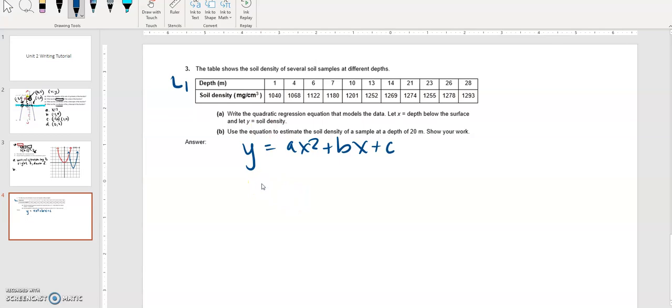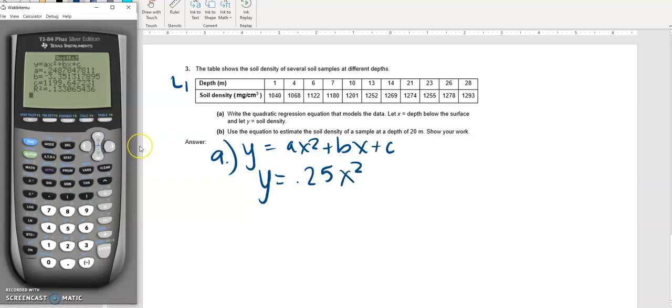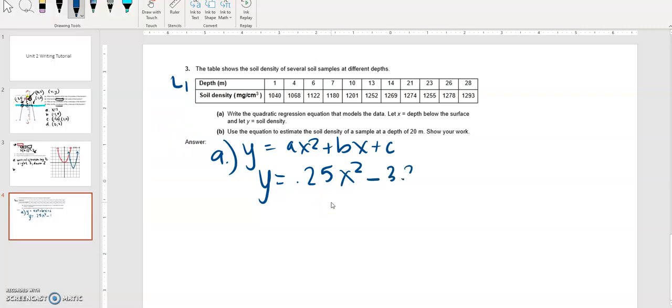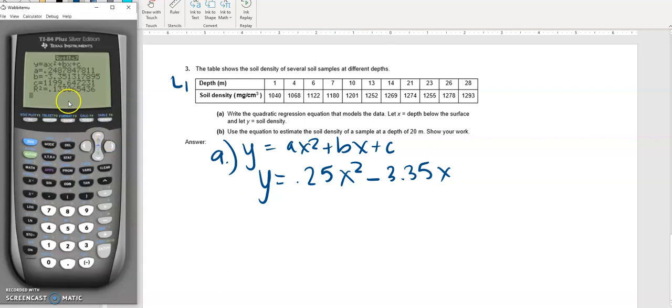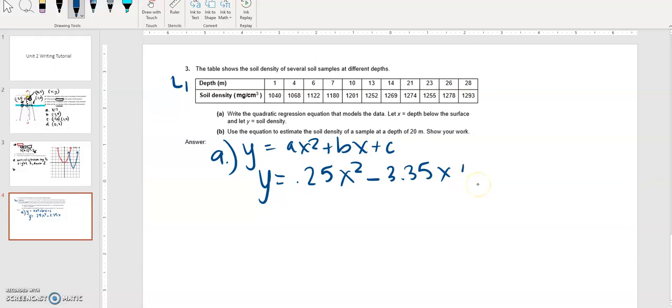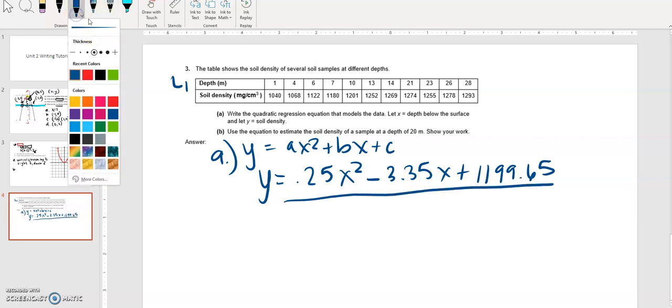So I'm going to come down here and write y equals, this is for part A, 0.25x squared. B is negative 3.35, so then that's going to be minus 3.35x. And C is plus 1199.65, so plus 1199.65. So that's all I have to do for part A. That's my equation.